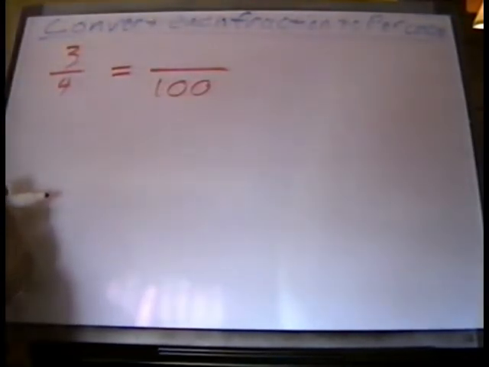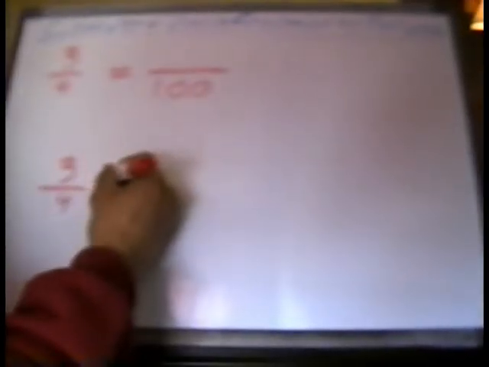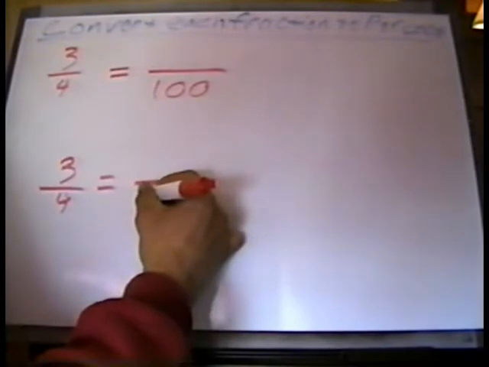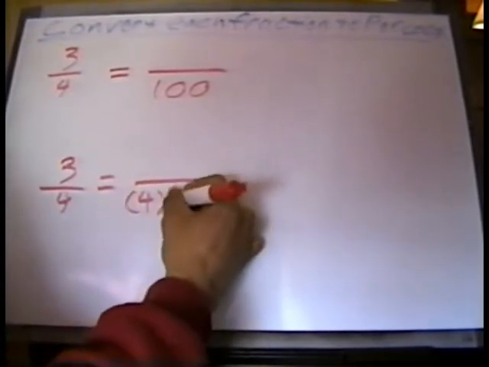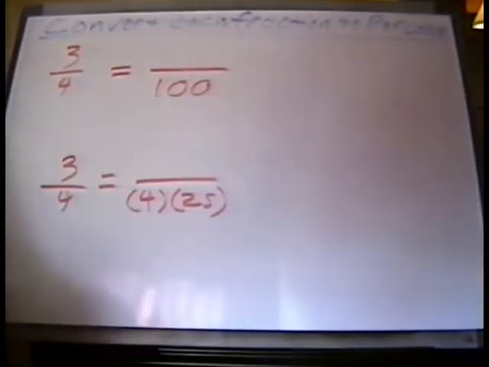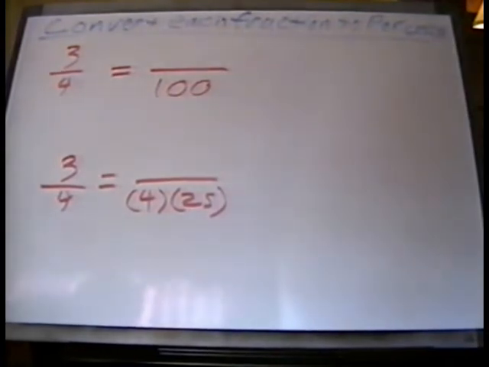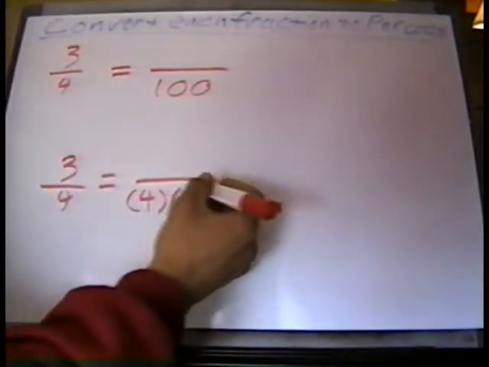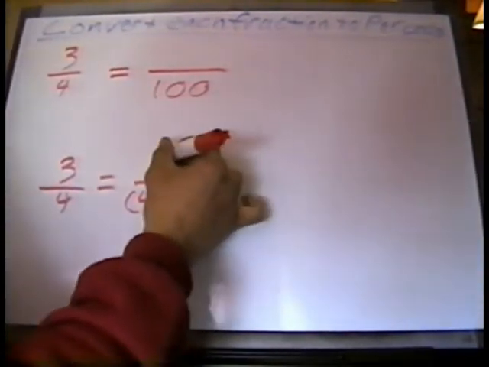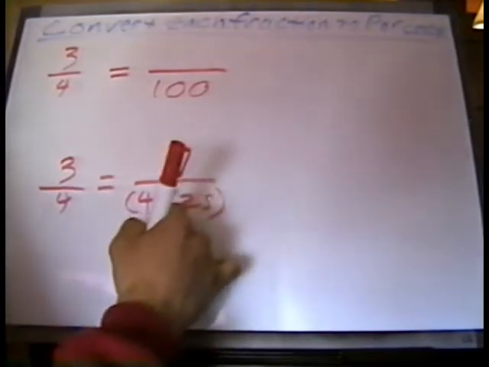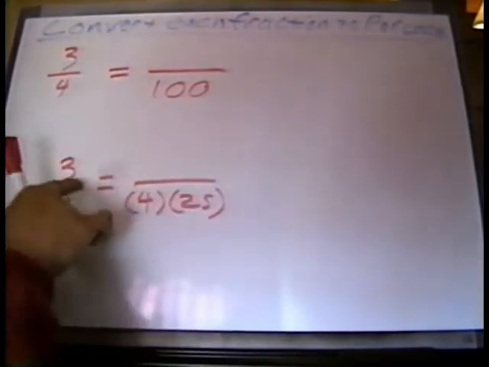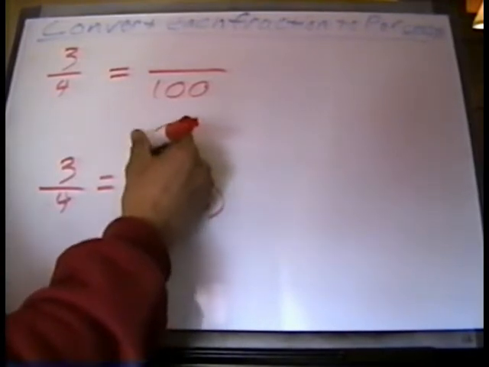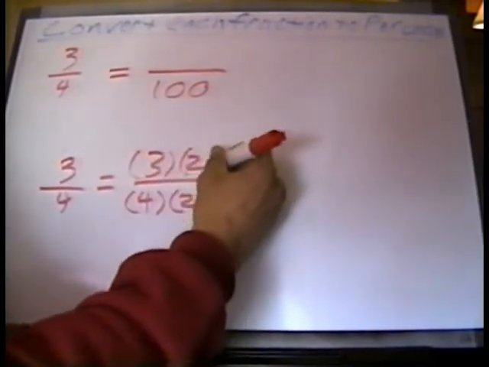Okay? So I know that 3/4. I know that 4 times 25 equals 100. So since that equals 100, I'm going to multiply 3 also by 25.